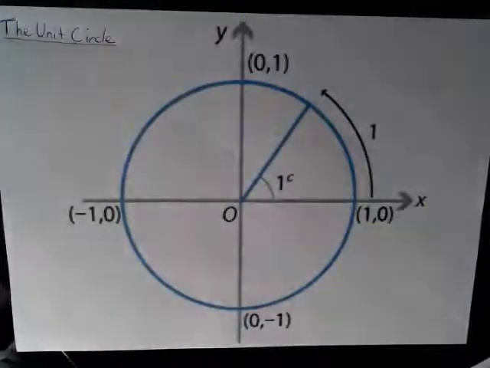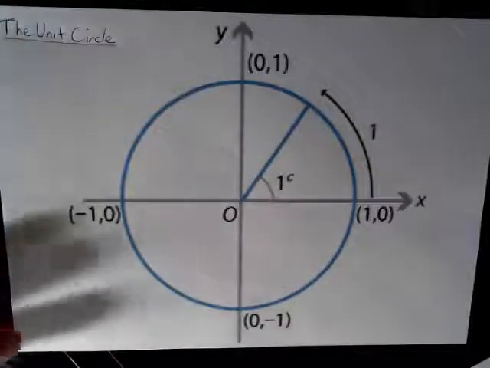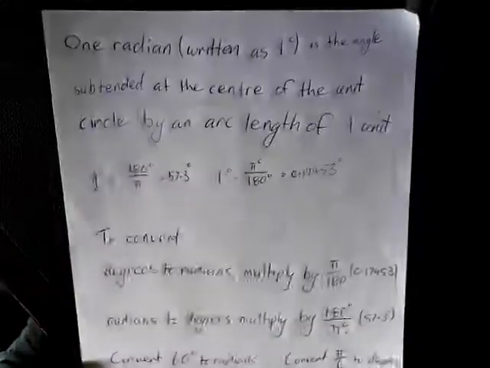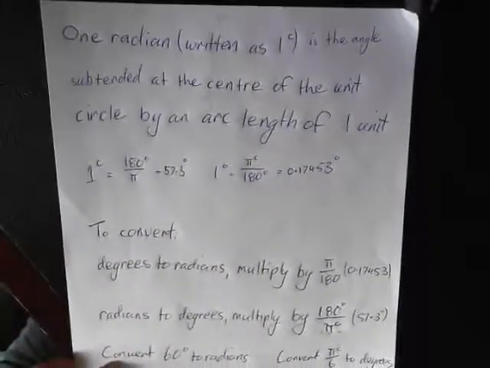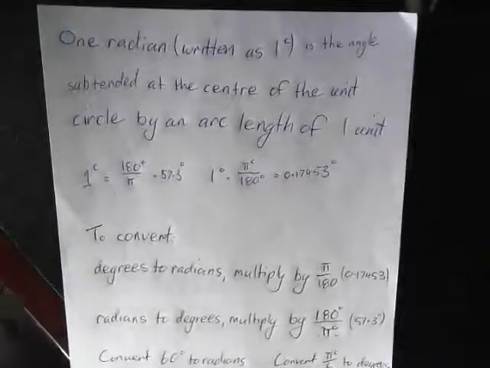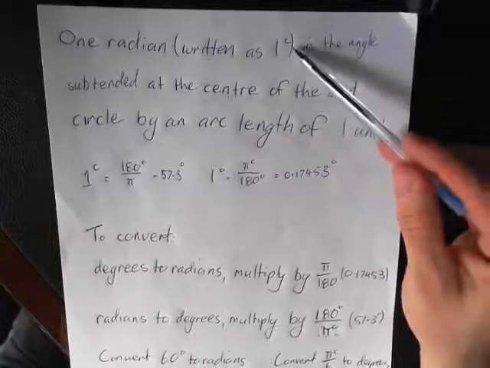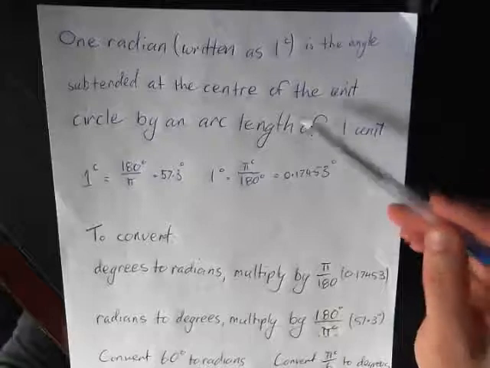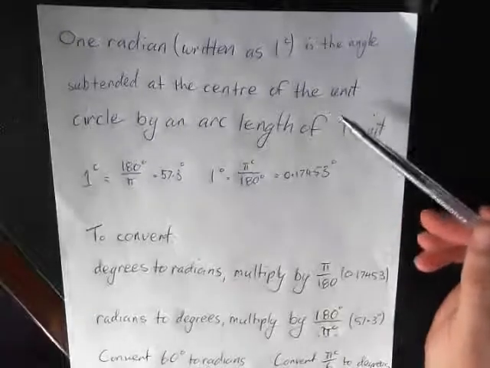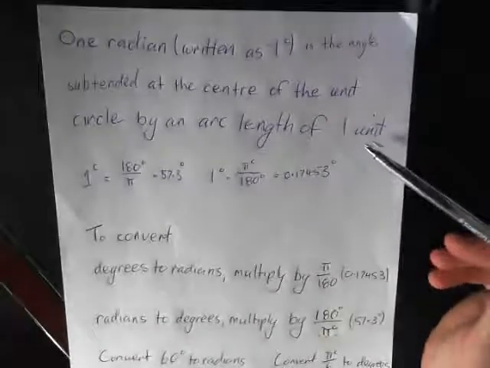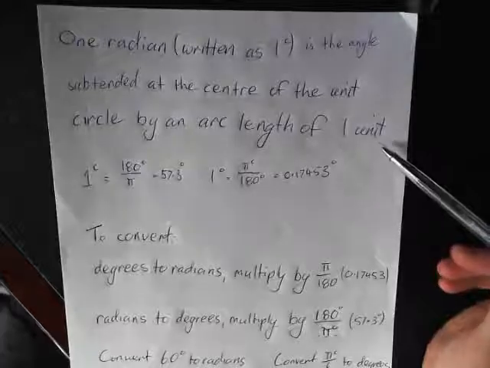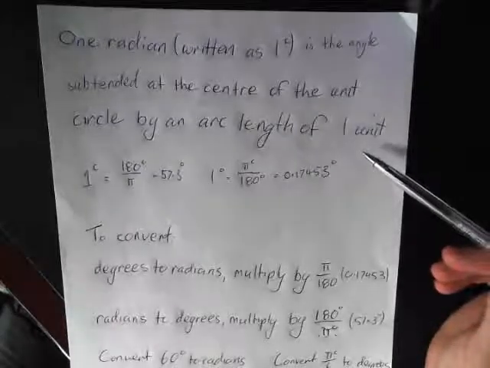There's a whole lot more to this topic, but we've got to start at the beginning. So the notes that I've got, there you go, it's come into focus. This is what I said before: 1 radian, written as 1 with the small c, is the angle subtended at the centre of the unit circle by an arc length of 1 unit. So that's what I was just describing before.